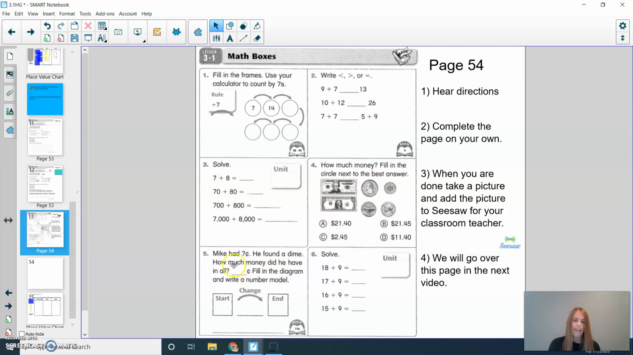For question 5, Mike had 7 cents. He found a dime. How much money did he have in all? So I want you to think about how much money did he start with? Then did he add or subtract in the change part? And then how much money did he end up with? And then if you can put a number model, like what are you adding or what are you subtracting right below. And then for number 6, solve the 4 problems. And again, you can choose whatever you'd like for your unit.